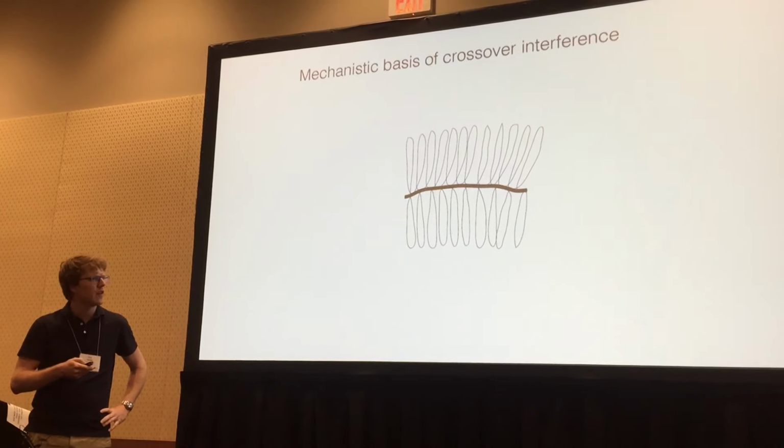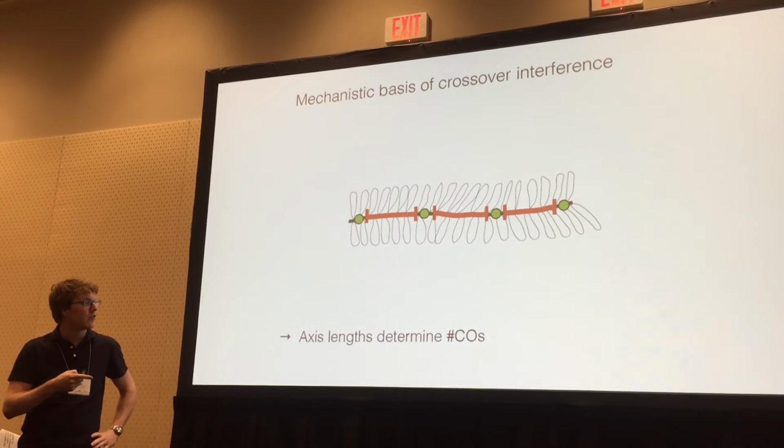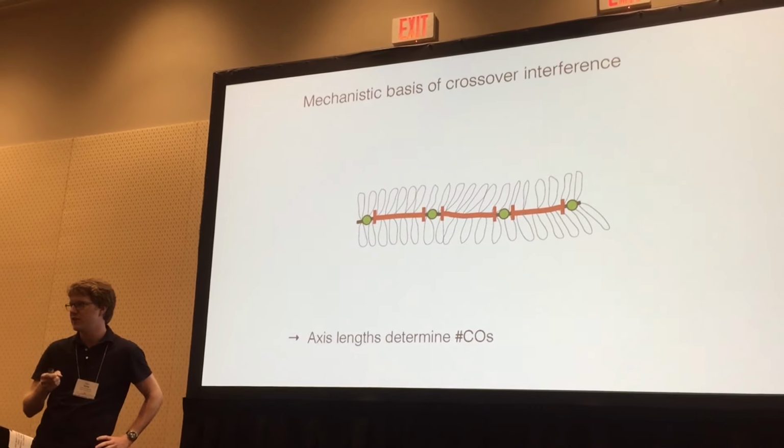And what that means is that if you take the same chromosome with the same number of base pairs and you string it out into shorter loops, therefore along a longer axis, you can fit more interference distances along that axis and therefore more crossovers. So in that way, the axis length of the chromosome determines the number of crossovers that you can fit along it.